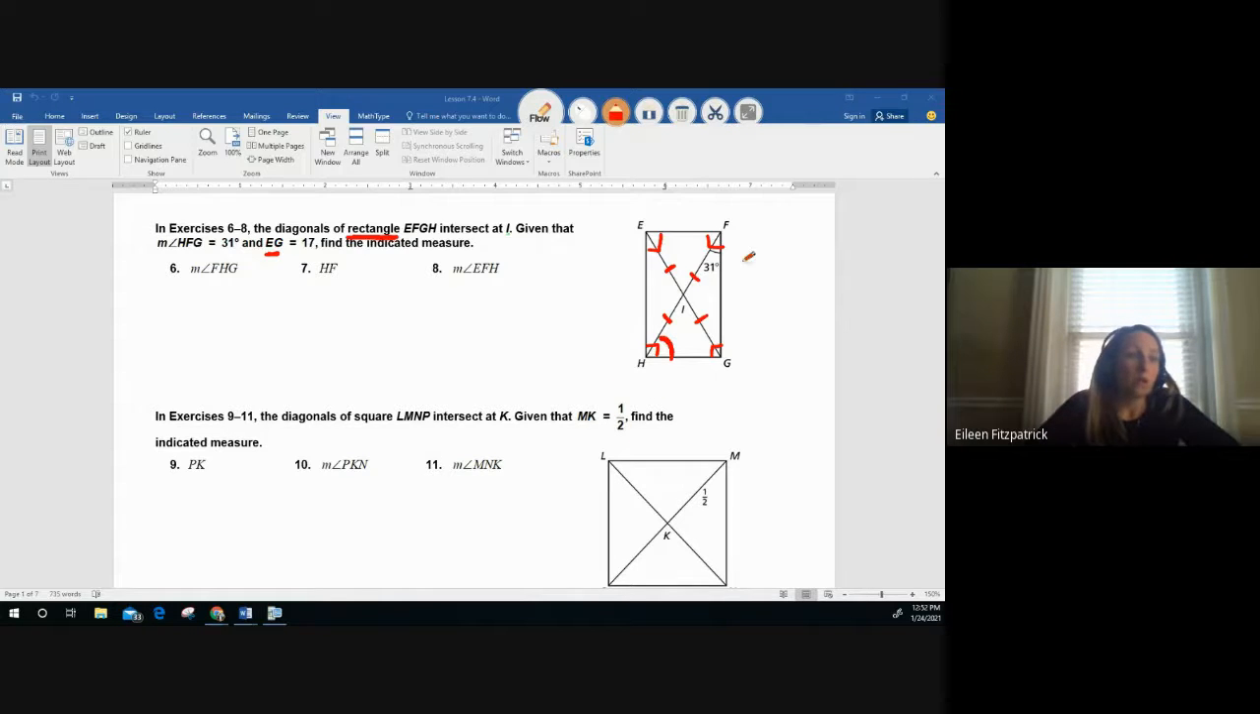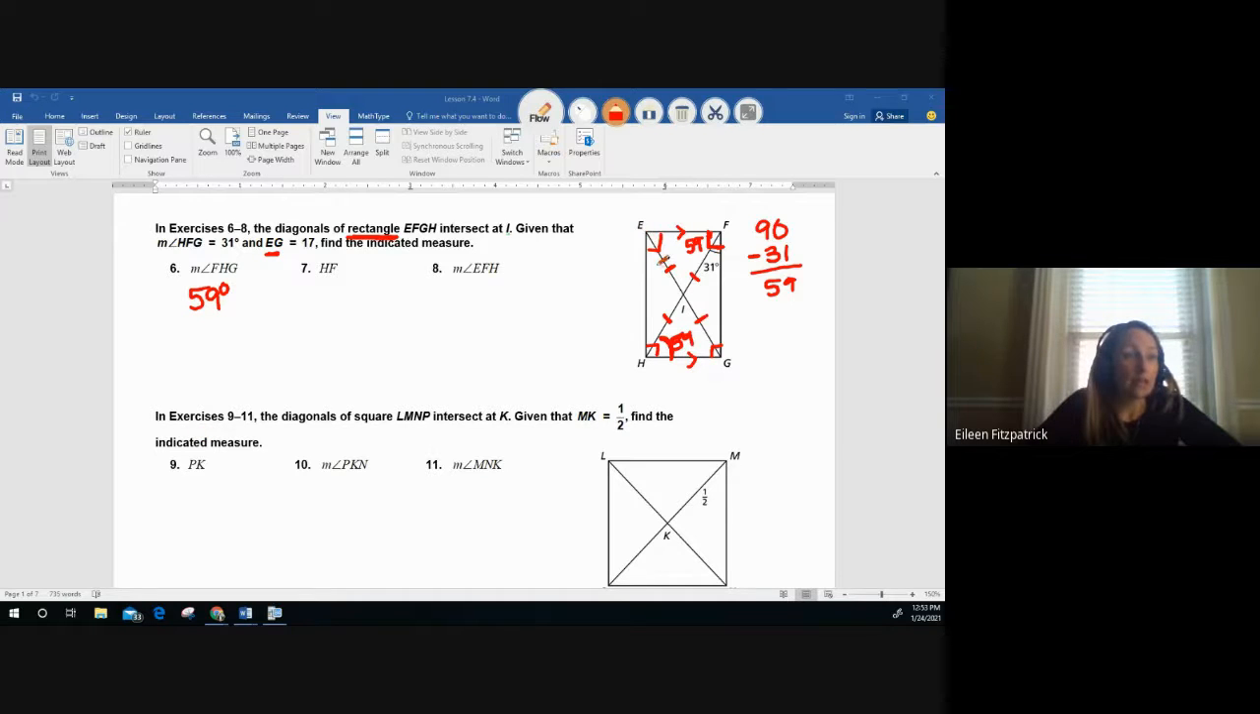Okay. Well, if this angle is 31 degrees and the two angles right here have to add up to 90, right? We have a 90-degree angle. What's the missing angle measurement there? So you would do 90 minus 31, and you're going to get 59 degrees. So this angle is 59 degrees. Okay. So if I have parallel lines, because it is a parallelogram cut by a transversal, aren't these alternate interior angles? So this angle is also 59 degrees.